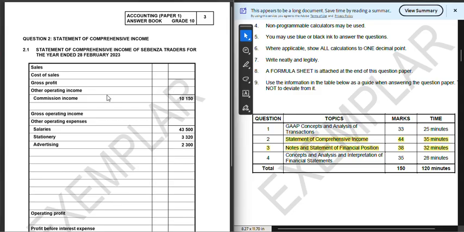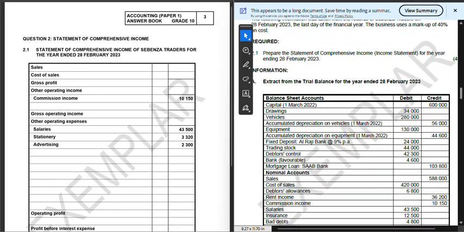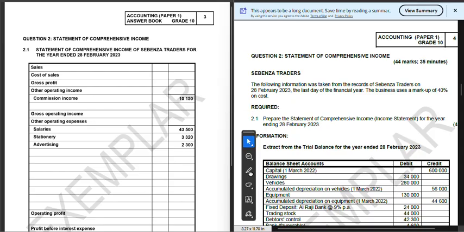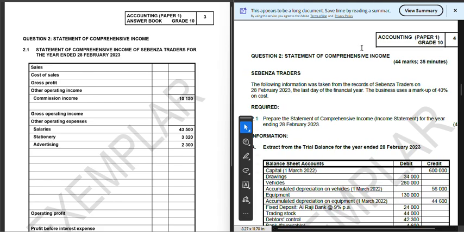All right, now ladies and gentlemen, this right here is a statement of comprehensive income. Now we are going to start with this question. I'm opening the answer book, and then we go to the question paper. Here's the question. The first question, question 1, is done and complete. We did our ticks, and then we come here to question 2. Question 2 reads as thus: statement of comprehensive income, 44 marks, 35 minutes.